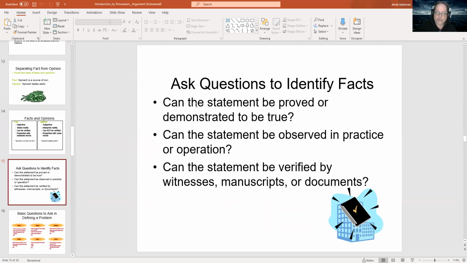Questions to identify facts. Can the statement be proved or demonstrated to be true? You can't prove that it tastes awful. Again, other people say it tastes great. I love spinach. Can the statement be observed in practice or operation? Not in a logical argument. Can it be verified by witness, manuscripts, documents, or examples from the text?